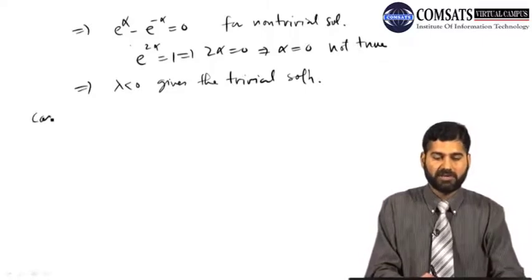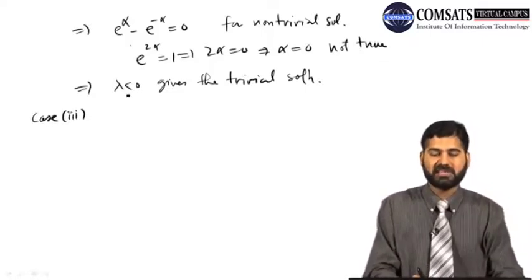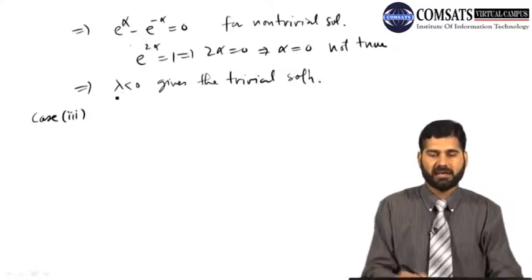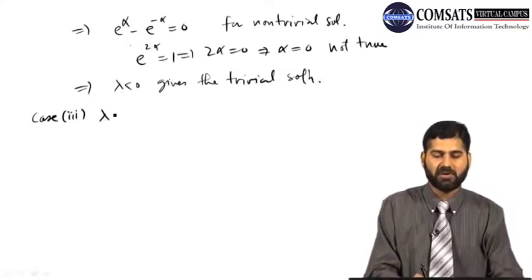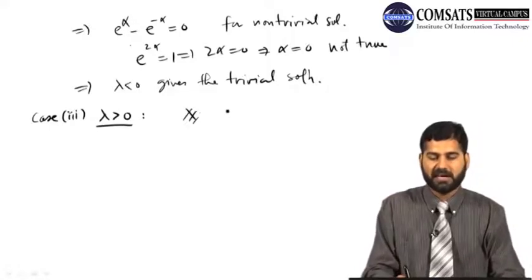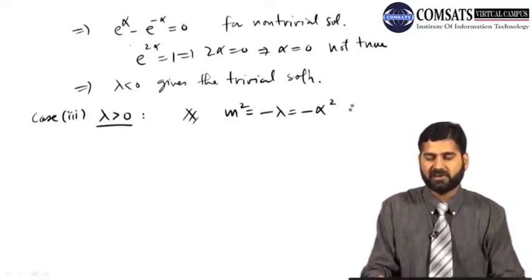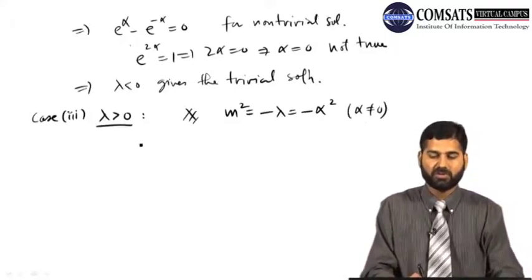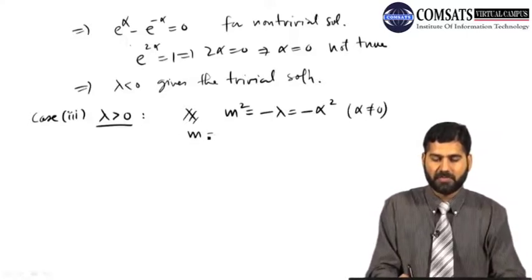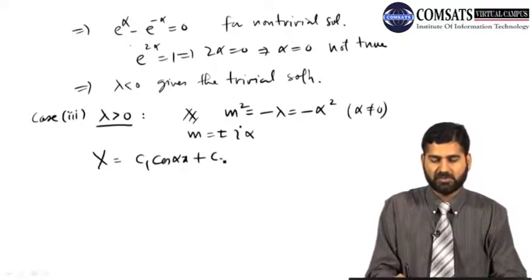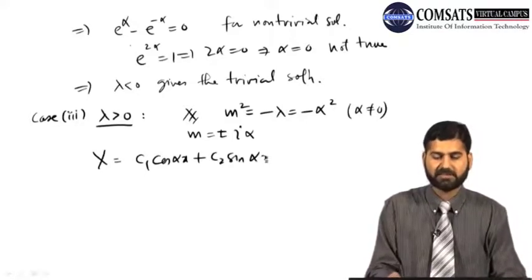So now case 3. This is the same as before: in the previous example lambda negative was not an eigenvalue, and here lambda negative is again not an eigenvalue. So let's move on to the lambda positive case. If lambda is positive, I can take m square is equal to minus lambda, so I can call it minus alpha square, where alpha is not equal to 0. So your roots become plus minus i alpha. So x is c1 cosine alpha x plus c2 sine alpha x.